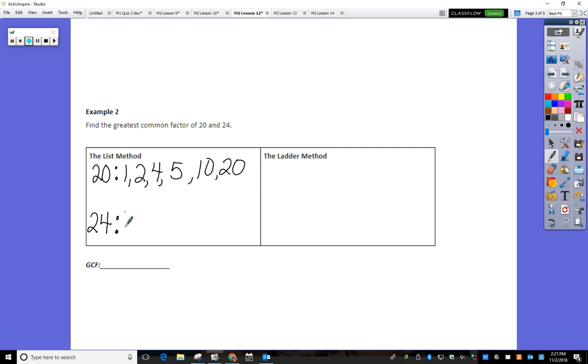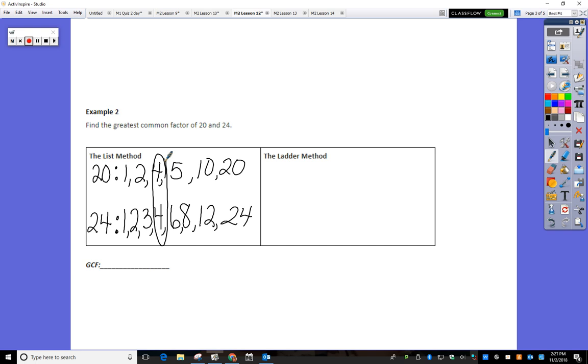Down to 24, 1 times 24. It's even, so 2, and it's 2 times 12. 3 also goes into 24 8 times. 4 goes into 24 6 times. And 5 does not go in. The next number on my list would be 6, and it's already there. So again, if you have a hard time listing out the factors, I would recommend the ladder method. Looking at these two lists, the greatest number that they have in common is 4.